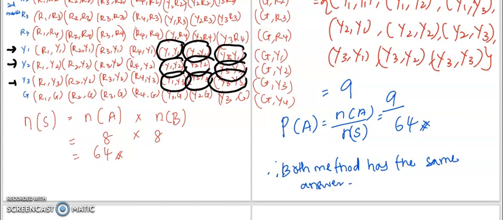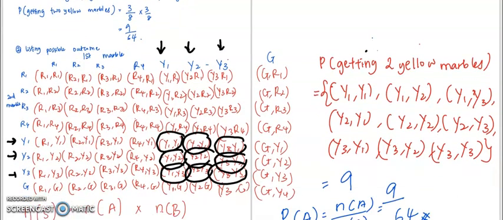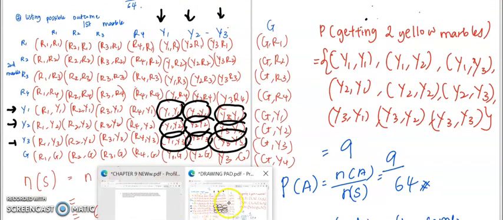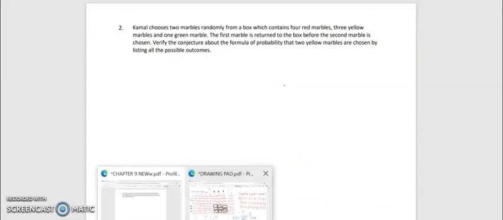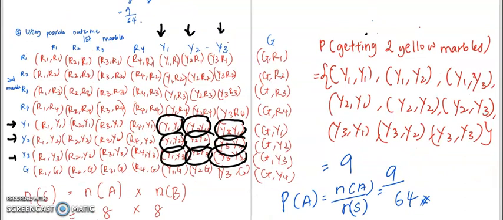So basically, all you need to do to verify the conjecture is use two methods. One is by using the formula, and second is by listing possible outcomes. So listing possible outcomes is up to you. You can use the table method, or you can use the listing, the one that we discussed previously, where we list out everything. From there you choose the outcomes that satisfy your question.